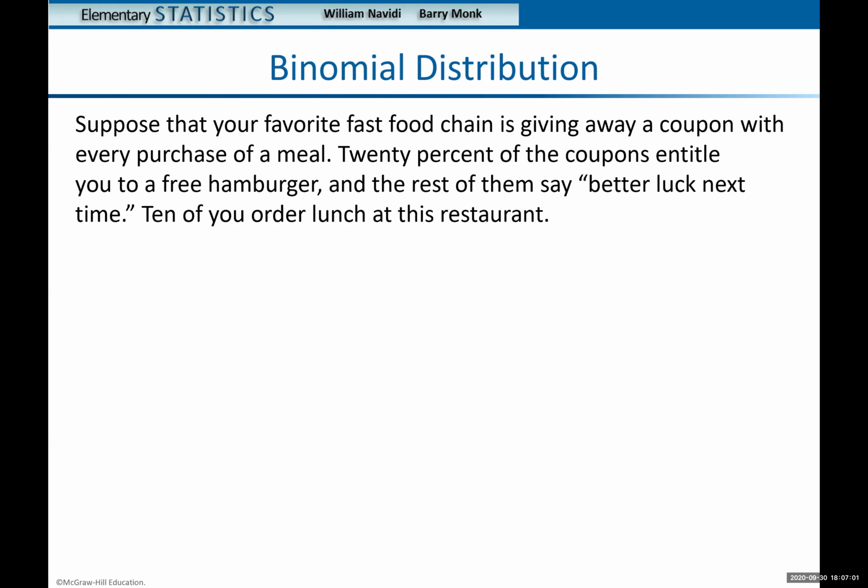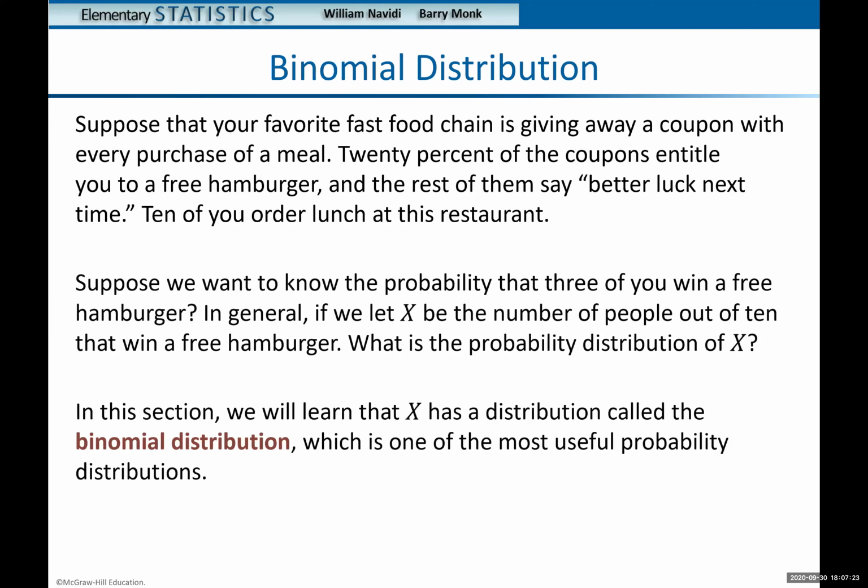So suppose that your favorite fast food chain is giving away a coupon with every purchase of a meal. 20% of those entitle you to a free hamburger, and the rest of them say better luck next time. So 10 of you order lunch at this restaurant. Suppose we want to know the probability that 3 of you win a free hamburger.